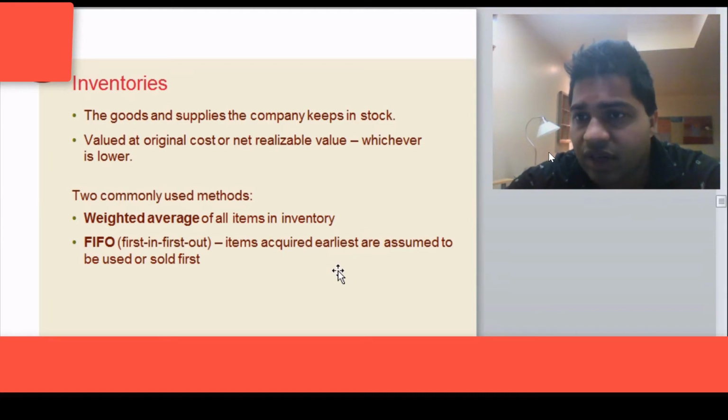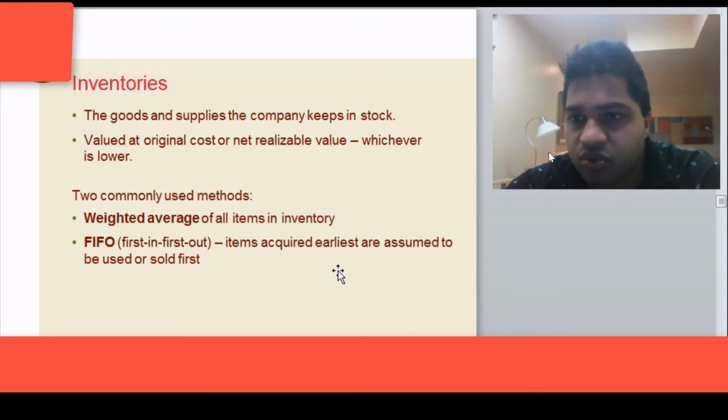If you run out of current assets, then you are in trouble, because the financial viability of the business becomes an issue. A large portion of current assets is inventory: the goods and supplies the company keeps in stock. It is valued at original cost or net realizable value, so original cost, or the price you get when you sell it in the market, whichever is lower.